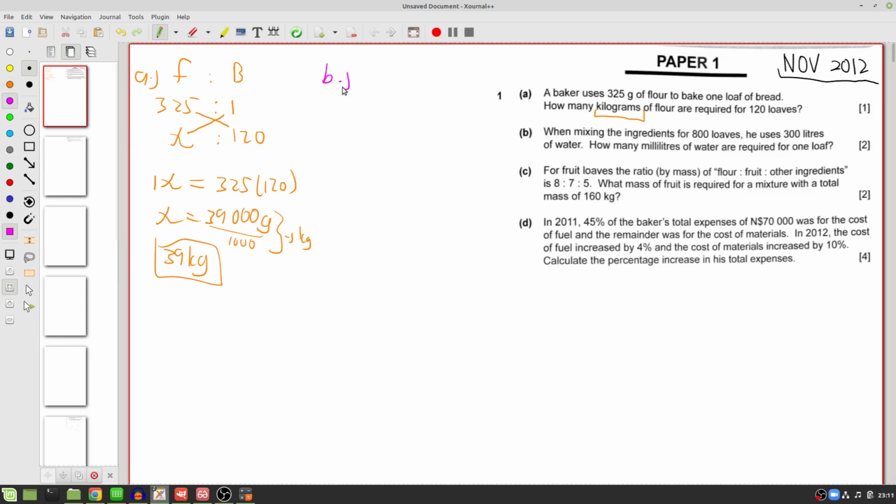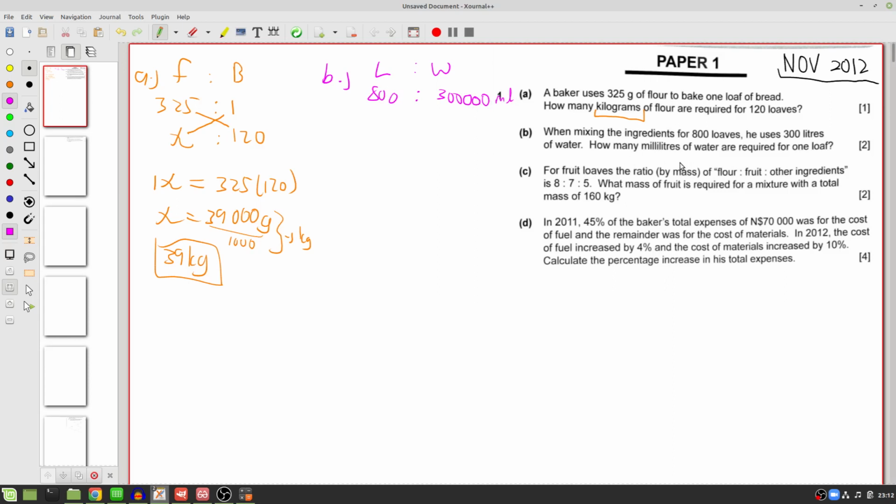Let's switch colors for question B. When mixing the ingredients for 800 loaves, he uses 300 liters of water. How many milliliters of water are required for one loaf? Okay, so again, we've got loaves, and in this case we've got water. So 800 loaves gives us 300 water, and now this is in liters. Right, so what we can do is we can change it to milliliters straight away. So from liters to milliliters, we multiply with 1,000. Okay, so that is loaves to milliliters of water.